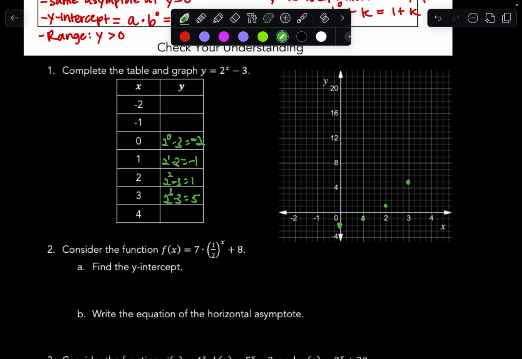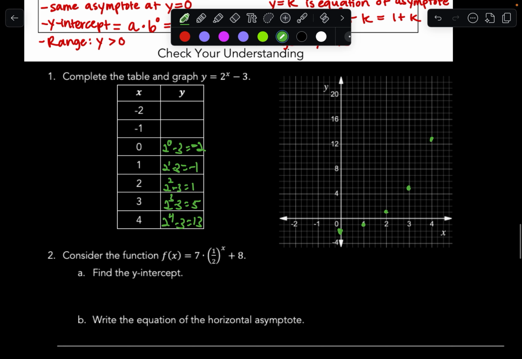And when x is 4, that's 2 to the fourth, which is 16. Minus 3 is 13. Now you may find you need a calculator to help you do this. All right. Let's go in the negative direction. So that's going to be 2 to the negative 1 minus 3. 2 to the negative 1 is a half. A half minus 3 is negative 2.5. So we're at negative 1 to negative 2.5, which is right about there.